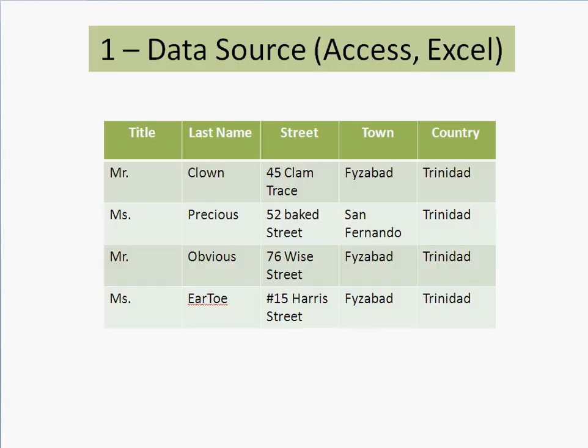Step 1. Your data source. Your data source is where the data is stored. It can be stored in Access as a database or stored in Excel as a spreadsheet. We have already created a database with your friend's information. So we'll be using the Access database as our data store.